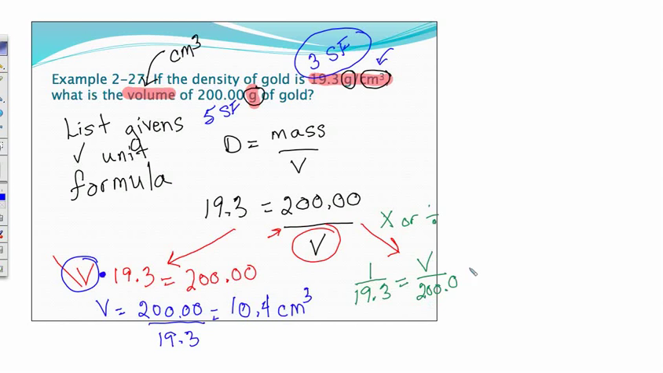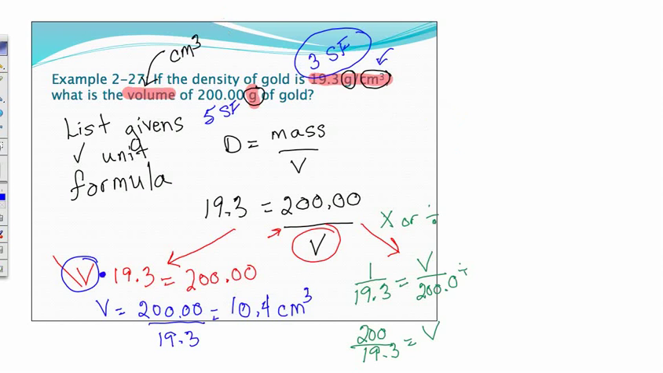And now to get the 200 over to the other side, it's divided on this side. So I'm going to do the opposite operation and multiply to get it to the other side. I don't care which way you do this. You just need to find a way that works best for your brain, and make sure we try a few of these.